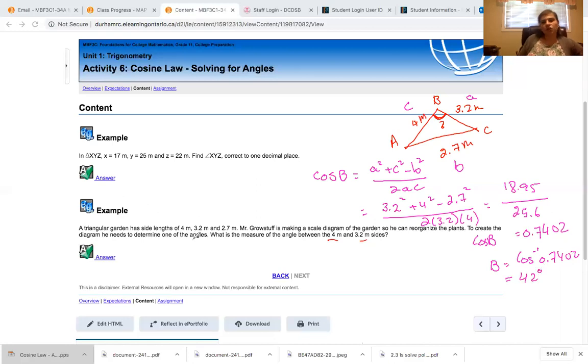One thing that I want to mention to you guys, if you are dealing with word problems, it's always good to have a therefore statement at the end. So therefore, the angle between side 4 and side 3.2 is 42 degrees. Another thing is make sure that you include a diagram. Make sure you include units, okay? These are measurements. Units make a difference. If it's centimeter, meter, kilometer, feet, whatever, they are not the same. So please make sure you include units.